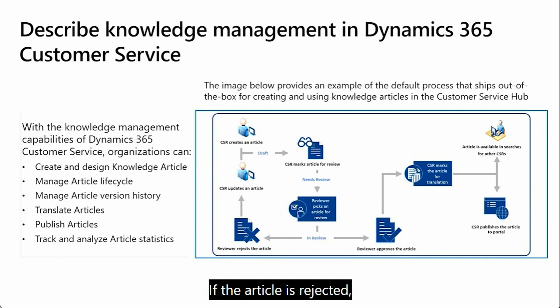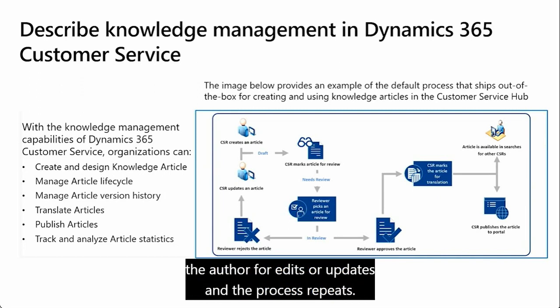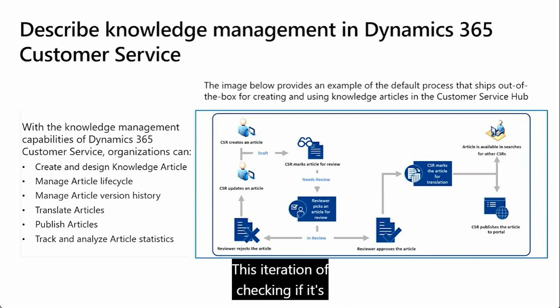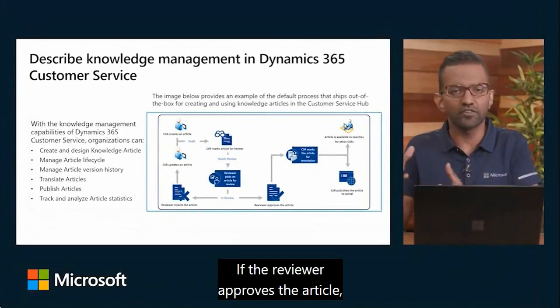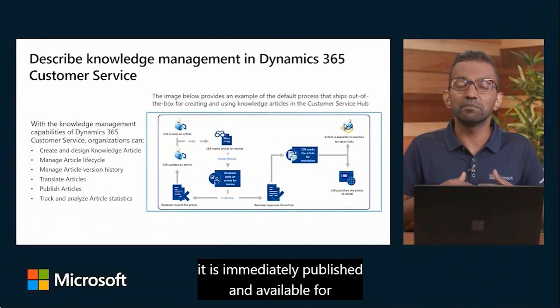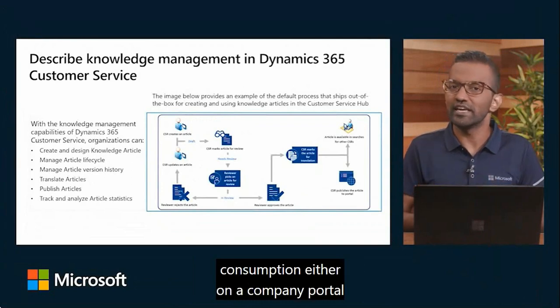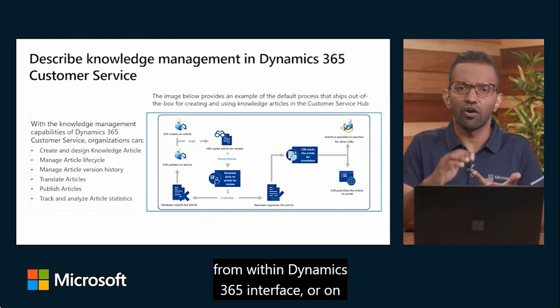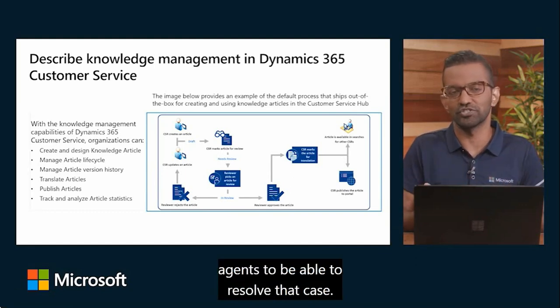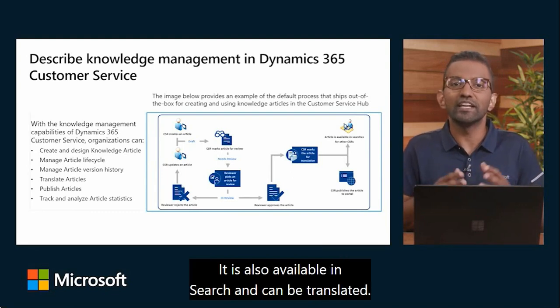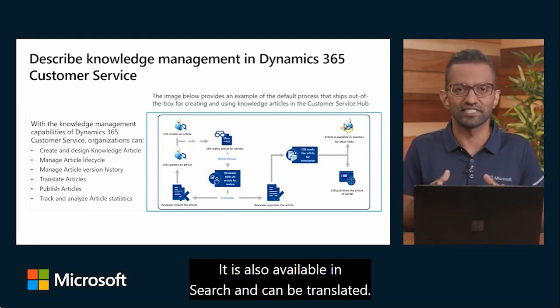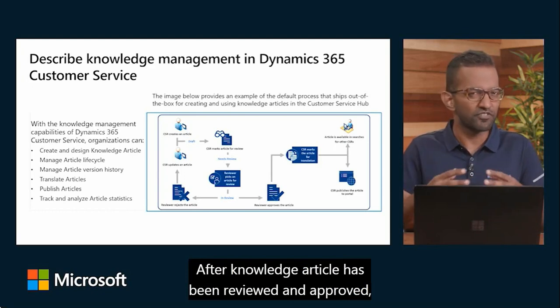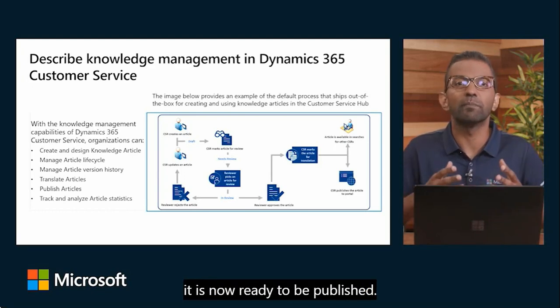If the article is rejected, it is sent back to the original poster or the author for edits or updates, and the process repeats. This iteration of checking if it's fine repeats until it is ultimately approved. And if the reviewer were to approve the article, it is immediately published and available for consumption either on a company portal or from within Dynamics 365 interface or on case records being worked on by agents to be able to resolve that case. It is also available in search and can be translated. After a knowledge article has been reviewed and approved, it is now ready to be published.